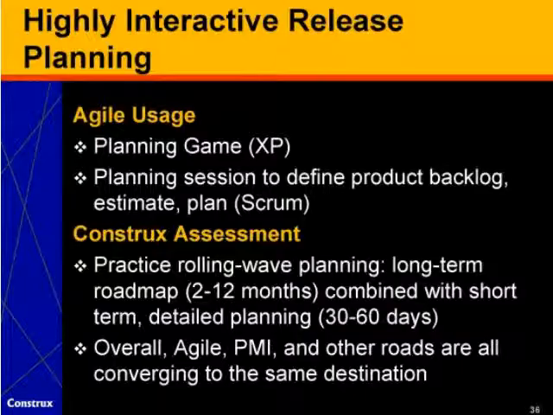A second practice that we've seen that's generally useful is highly interactive release planning. We see this with the planning game in XP and with planning sessions to define the product backlog, estimate and plan in Scrum. It's interesting, really. The PMI, the Project Management Institute, has been advocating something they call rolling wave planning, where you have a long-term roadmap that goes out 2 to 12 months combined with a short-term detailed plan that goes out 30 to 60 days. And I think it's pretty interesting.